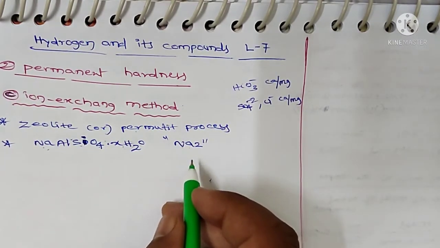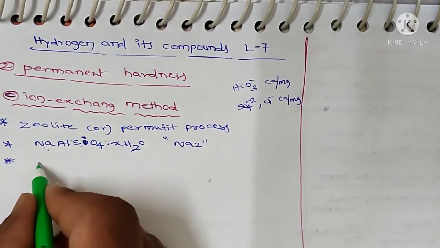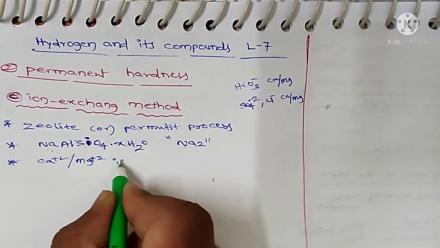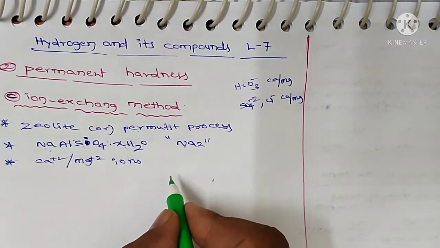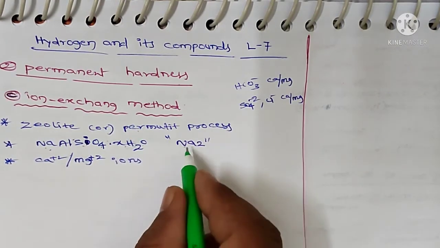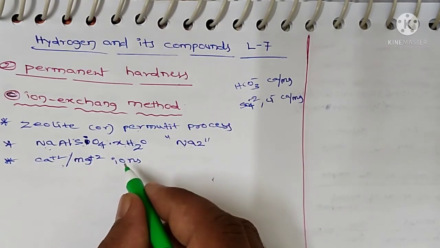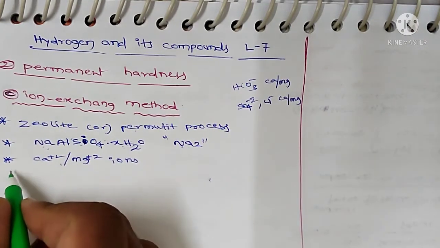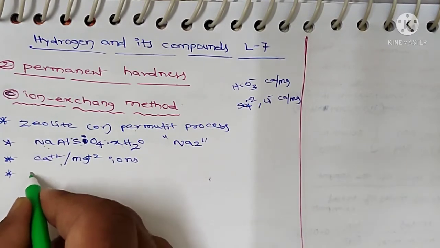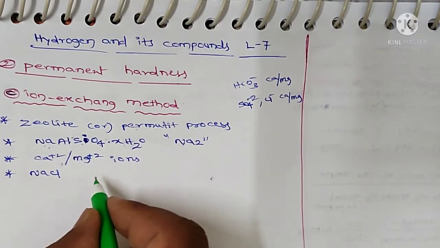This zeolite is useful to remove the permanent hardness of water. The zeolite can remove the calcium 2+ and magnesium 2+ ions from the hard water. We know that there are calcium 2+ and magnesium 2+ ions in hard water. So the zeolite removes those ions from the hard water, and then the hard water becomes soft water. During that process the zeolite is consumed. To regenerate the zeolite we have to add NaCl. If you add NaCl then the zeolite will be regenerated.